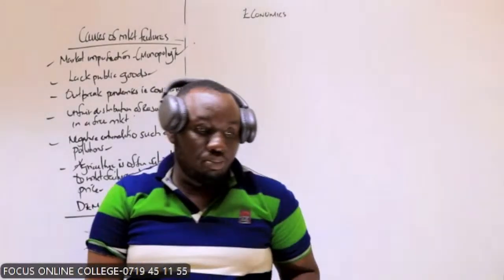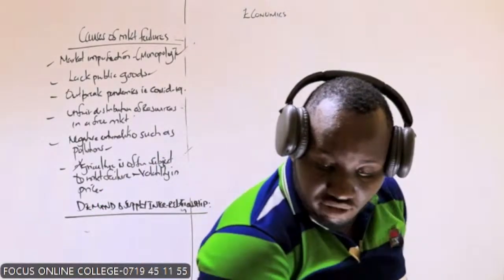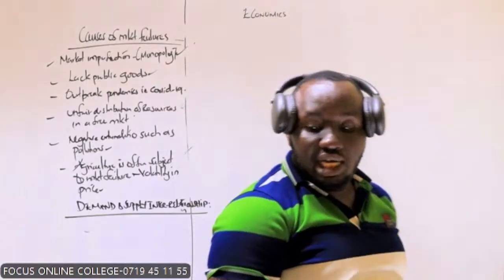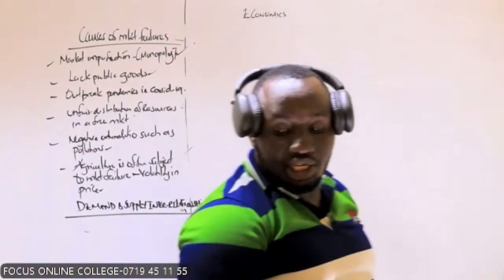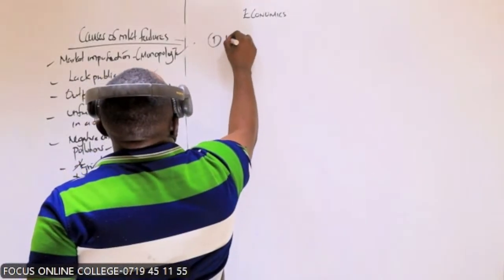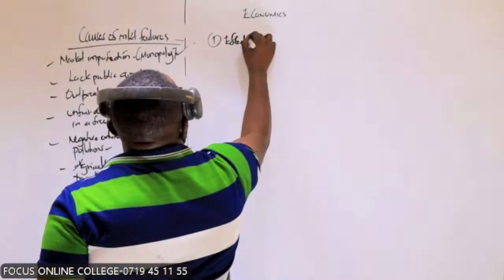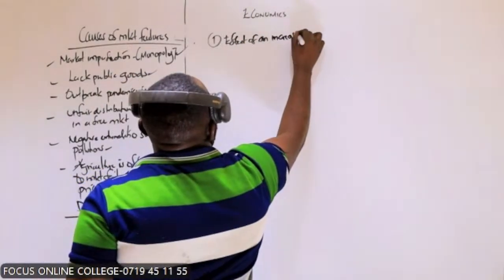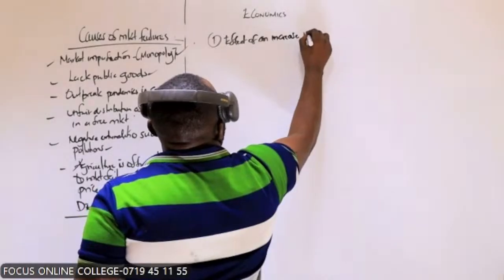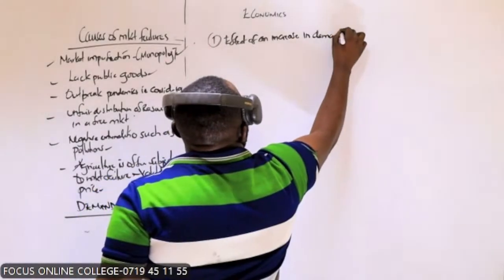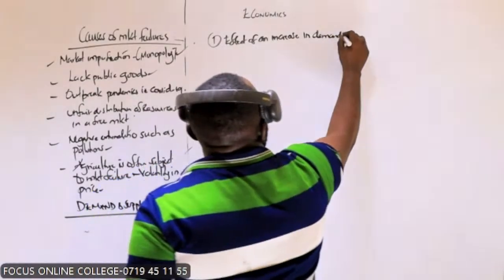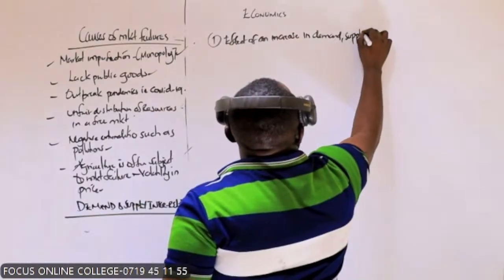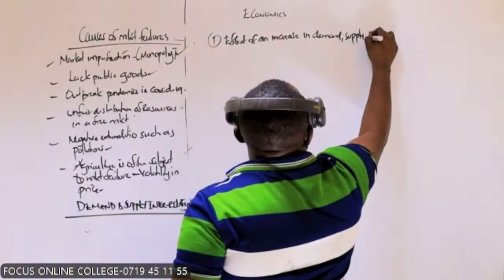I want us to talk about the first relationship. Number one is the effect of an increase in demand, the taxable effect. That is the taxable benefit, for example life cover. An increase in demand is subject to taxation, with supply remaining constant.